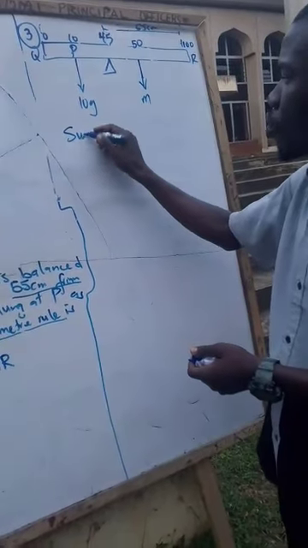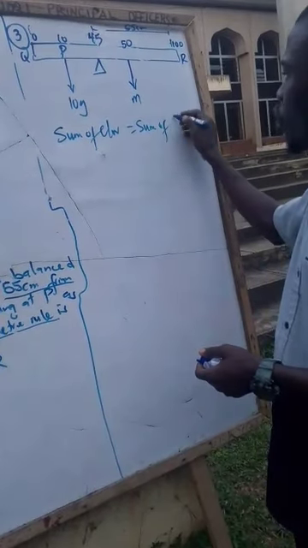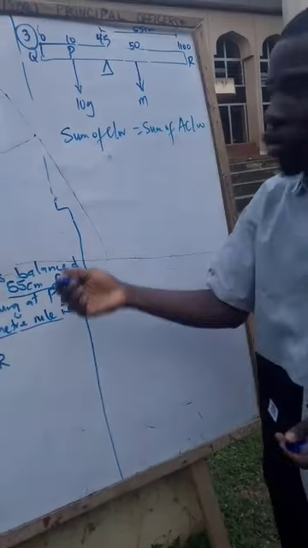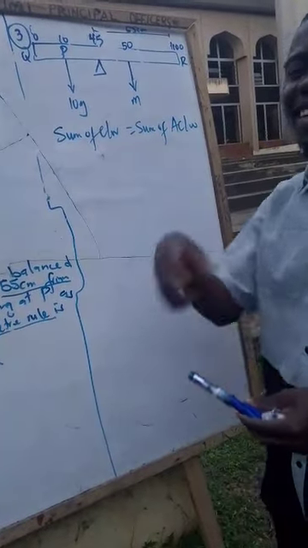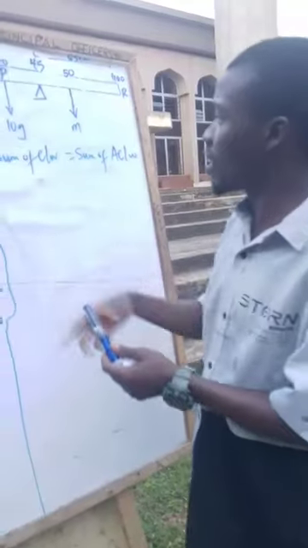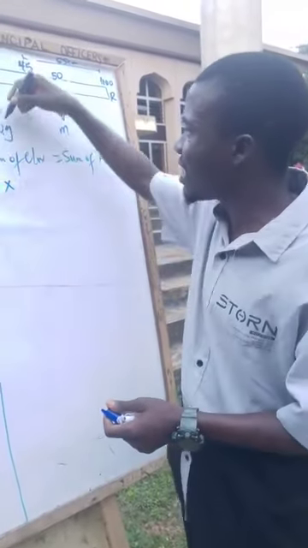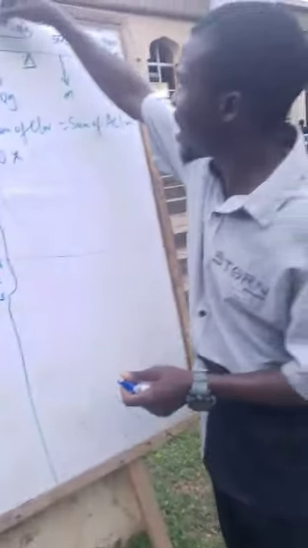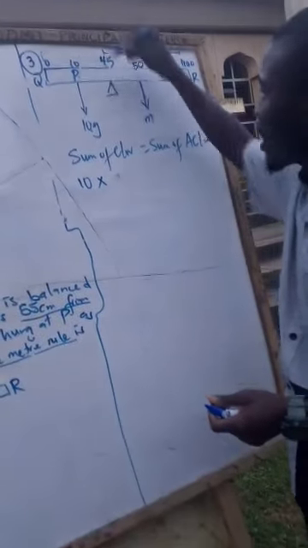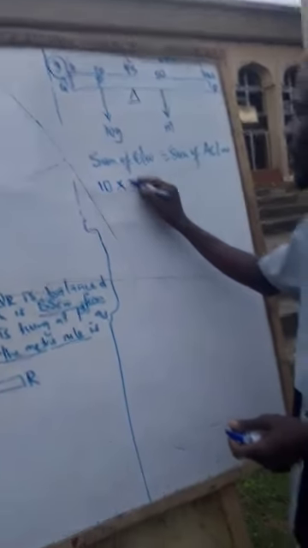We just say sum of clockwise equals sum of anti-clockwise. But I want to break it down using right hand side and left hand side to avoid problems. So at the left hand side, we have 10 grams times the distance of this 10 grams. The 10 grams is at the 10 centimeter mark. The pivot is at 45. So the distance is 45 minus 10, that's 35.